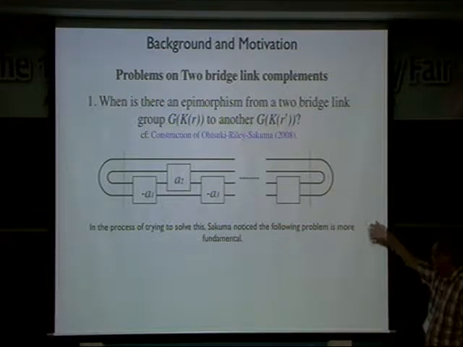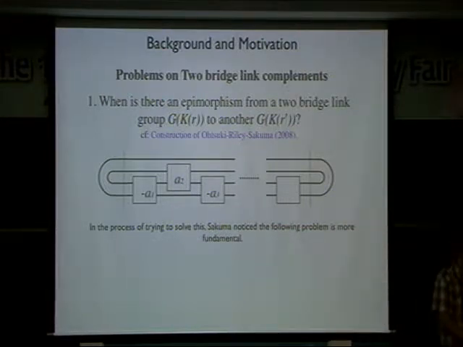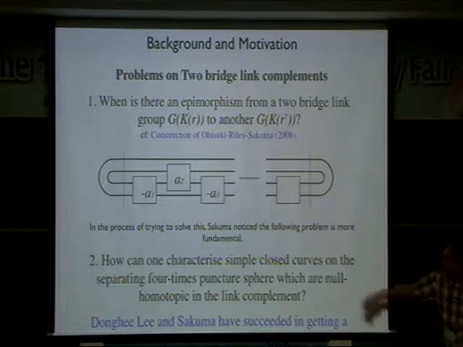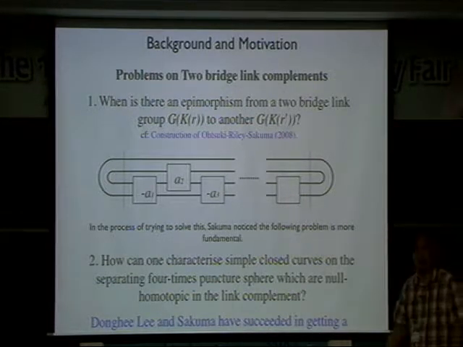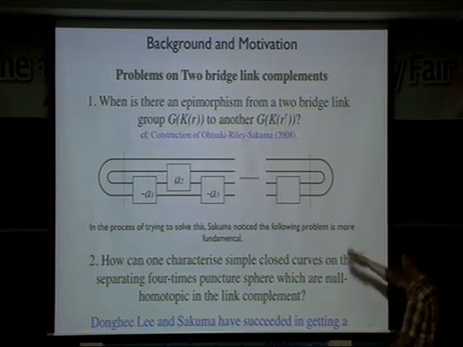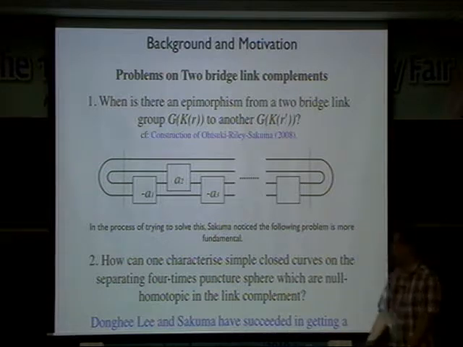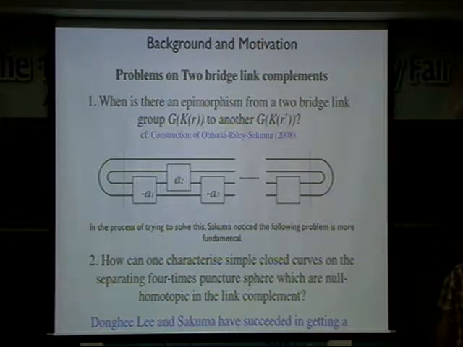And Sakuma noticed that in the process of proving this theorem, what is more important is the following problem. How can we characterize the simple closed curves on the Conway surface, the 4 times punctured sphere, which are non-homotopic in the complement?